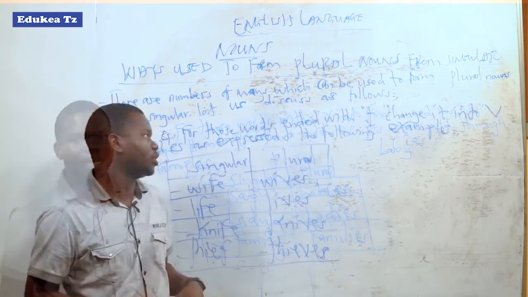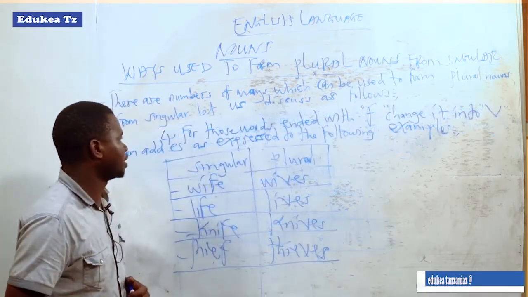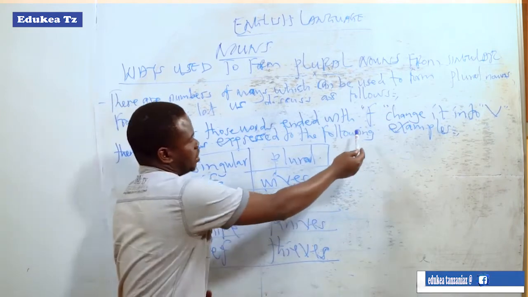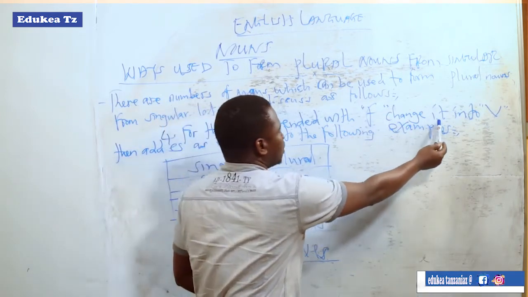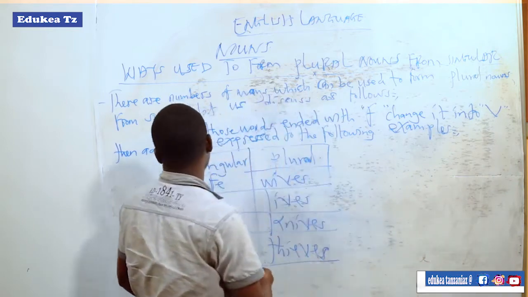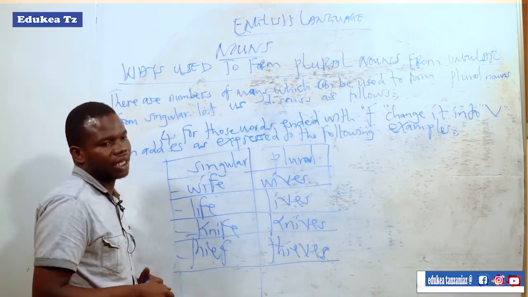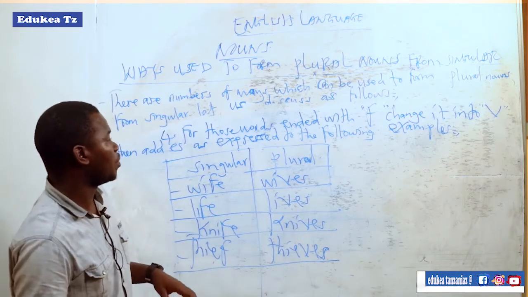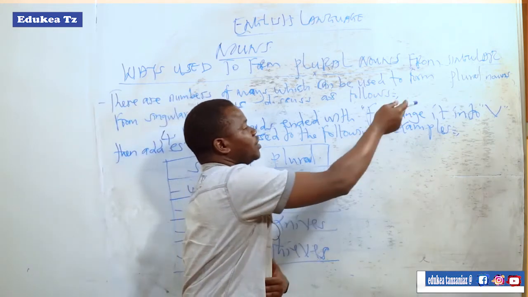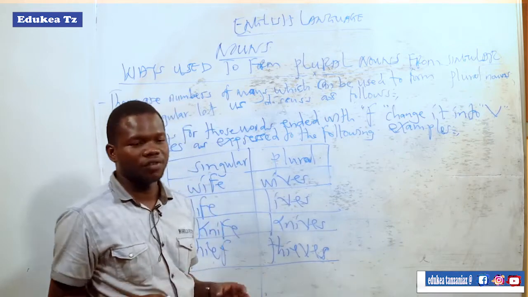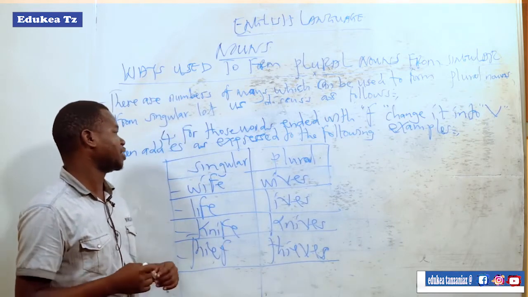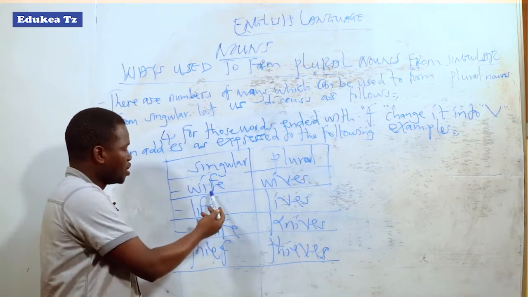Not only that, but also for those words ending with the f sound, we have to change it into a v sound, then add es, as expressed in the following examples. So f becomes v, so that we may form them into plural. For example, we have the word wife.